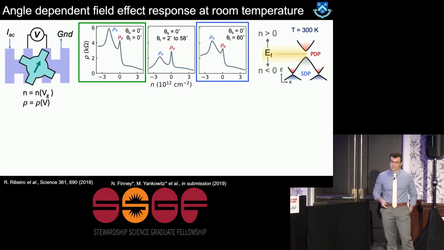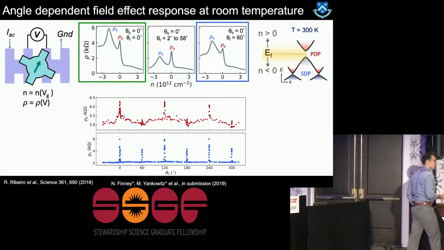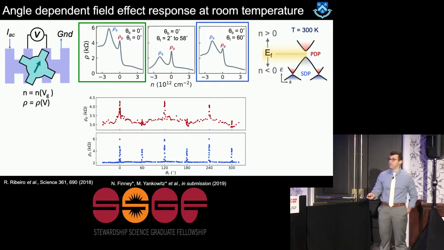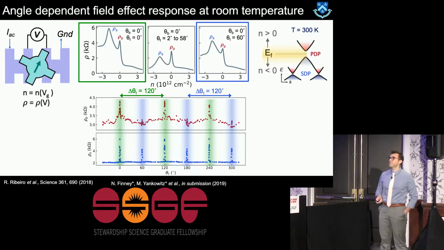OK, and then I sit at the AFM for almost 2 days straight and take a very dense map of field sweeps at various angles. So this is over a full 360-degree range, and I track the heights of these resistivity peaks. And we can clearly see this equivalency over 120-degree rotations in the response, where we have sort of shifted by 60 degrees. We have this enhancement of the resistivity, and then we have this suppression.